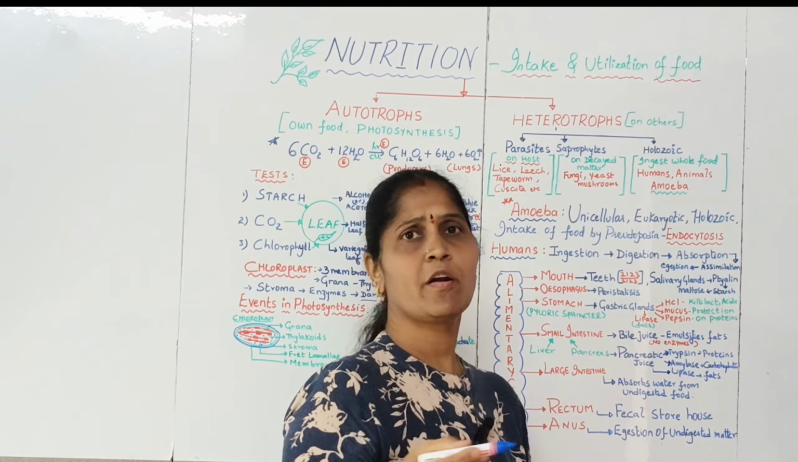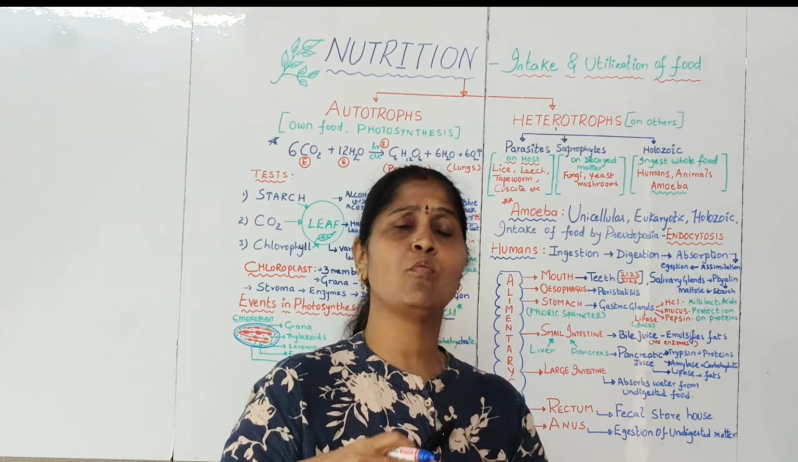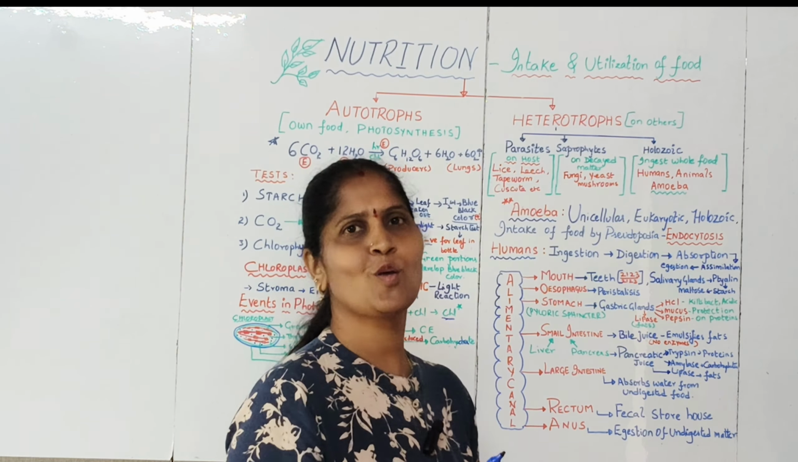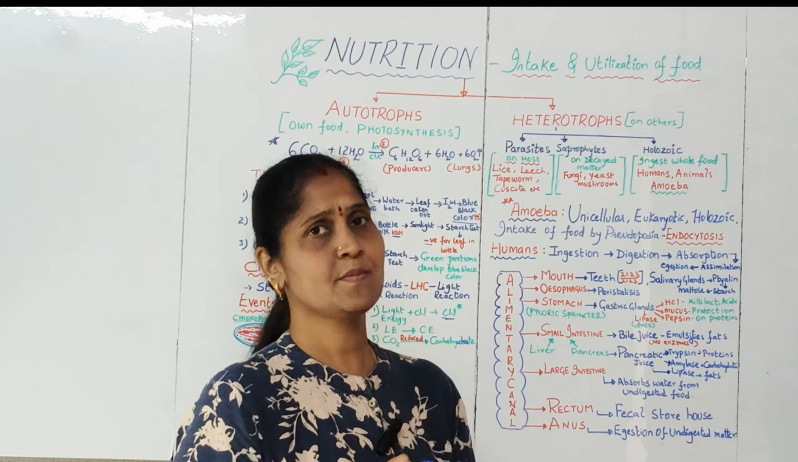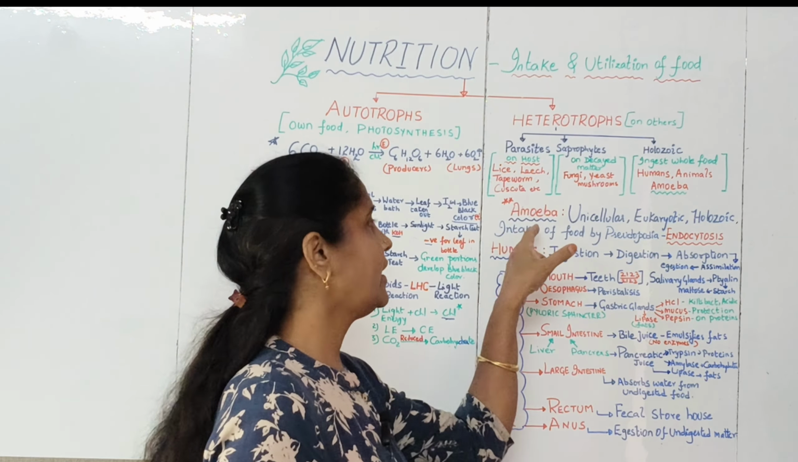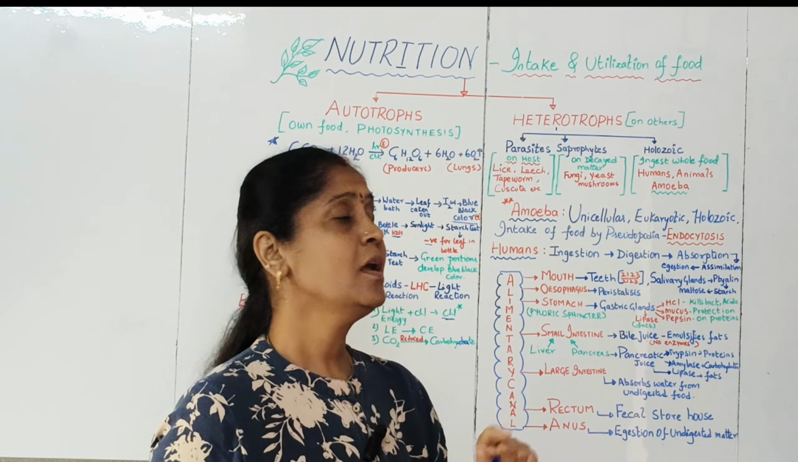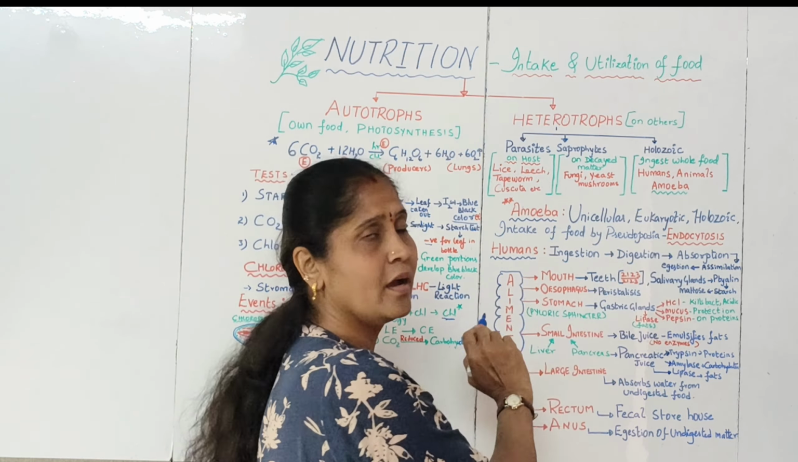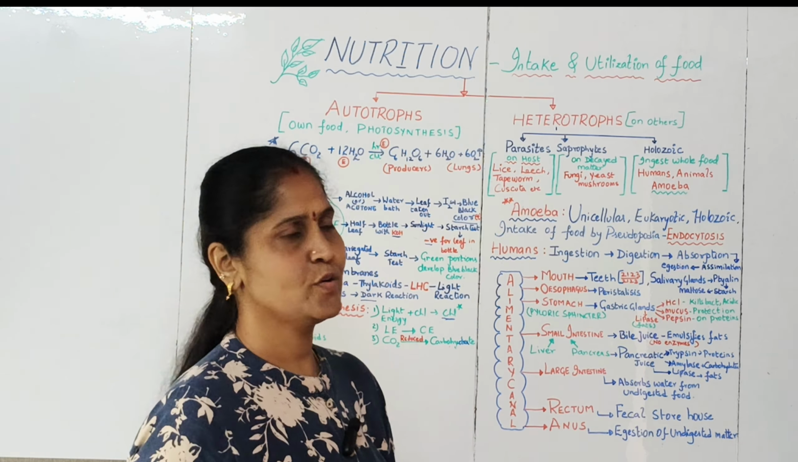Then we have holozoic organisms. We humans are all holozoic, wherein we ingest the whole food and digestion takes place inside the body of the organism. We have to learn much information about holozoic organisms in this lesson. The most important example for this is amoeba. Even a short question for 2 marks can be asked. Amoeba is unicellular, eukaryotic and holozoic. Intake of food takes place by pseudopodia and the process is called endocytosis.